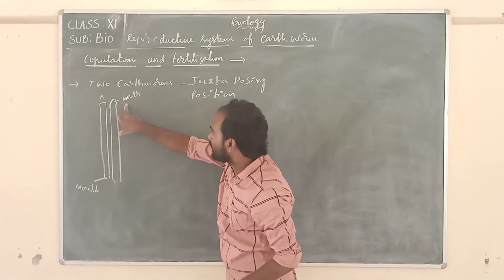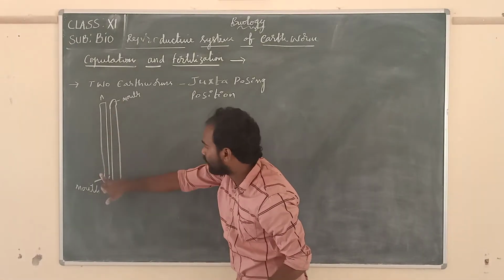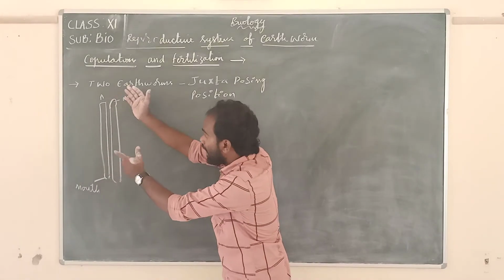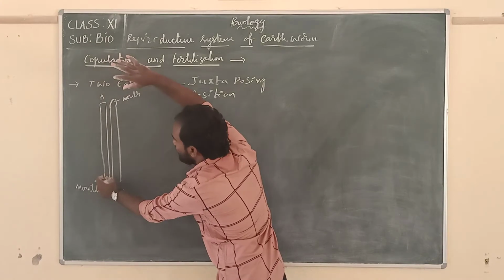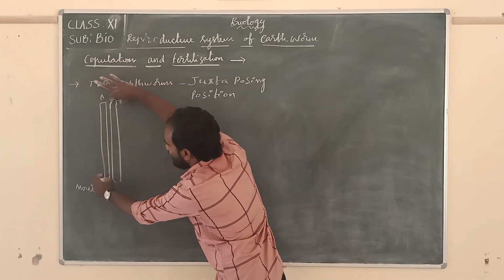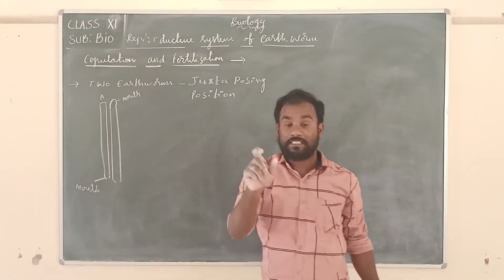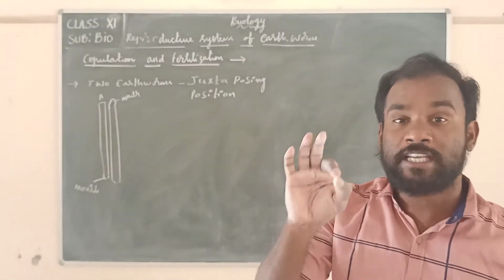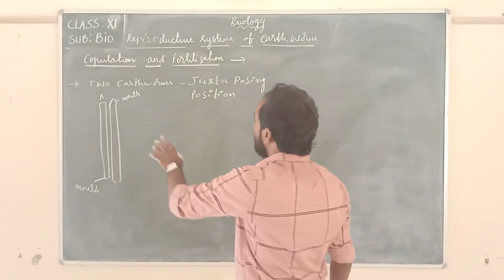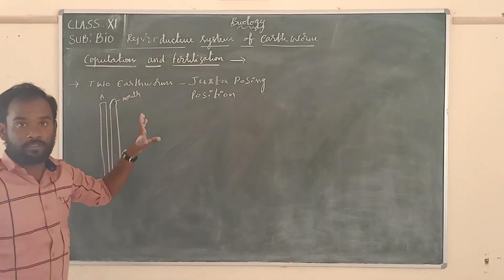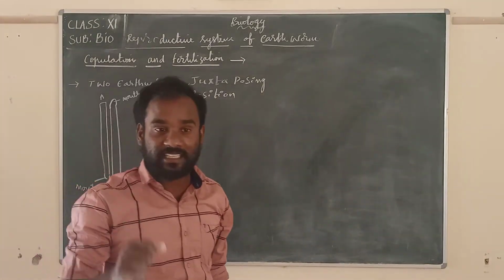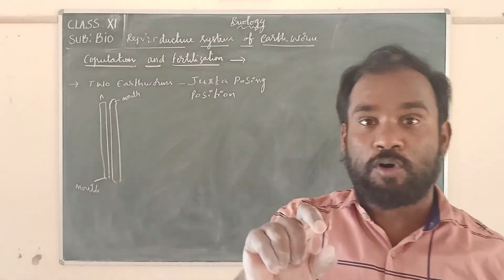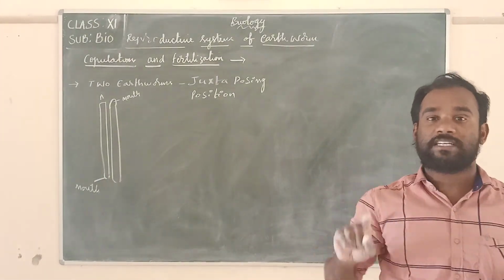You see, for this earthworm, the mouth is at the top, which means for this earthworm, it came in reverse. Its head region is here. For this earthworm, its head region is here. So that is called juxtaposing position. So here the two earthworms come in contact with each other in juxtaposing direction, that is, in opposite direction.